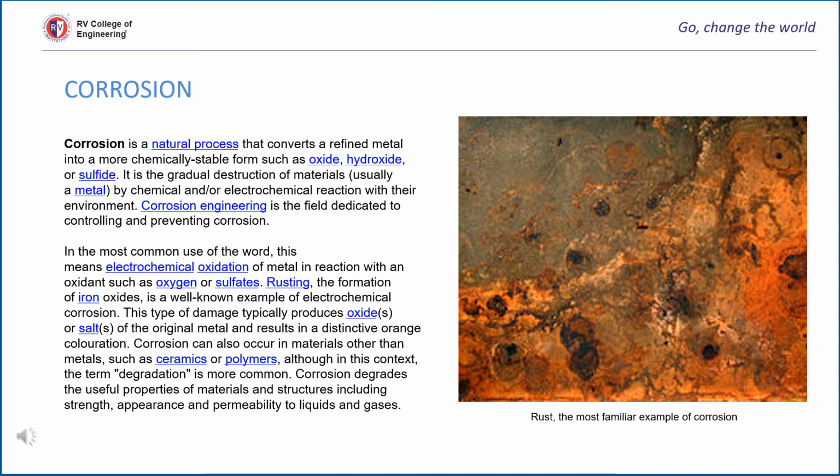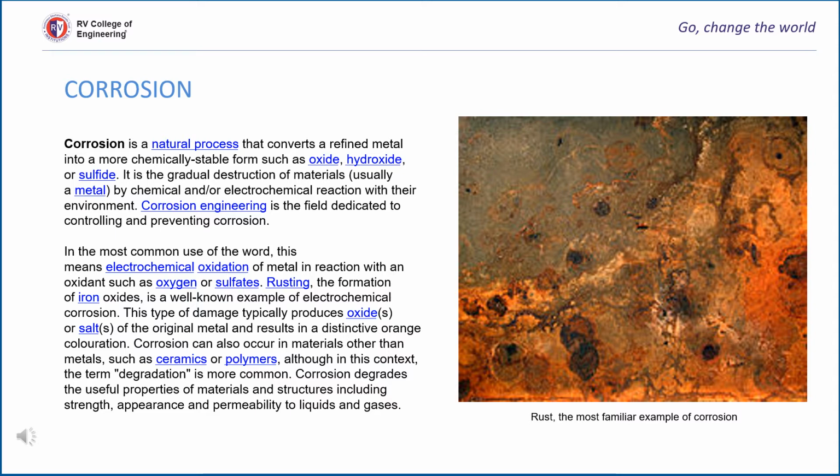In the most common use of the word, this means electrochemical oxidation of metal in reaction with an oxidant such as oxygen or sulfates. Rusting. The formation of iron oxide is a well-known example of electrochemical corrosion. This type of damage typically produces an oxide or salt of the original metal and results in a distinctive orange coloration.